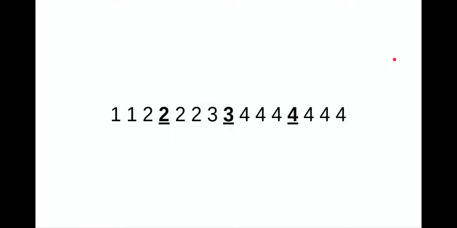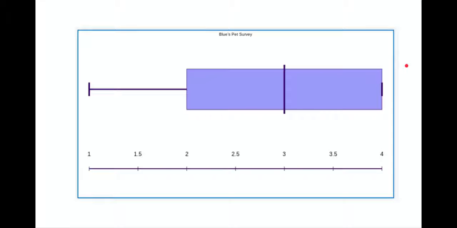Now that we have those, these are the things we're going to need to make our box and whisker plot. This would be a whisker. This is part of our box. This is part of our box, and this is part of our box. And well, you'll see what happens with the other whisker here. That's what it looks like.